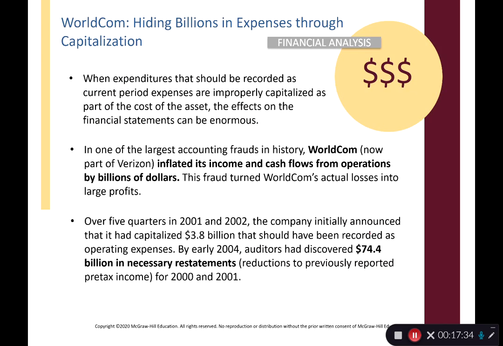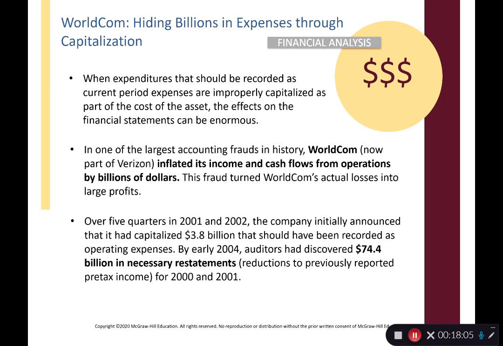Why should you care about this? Why does it matter so much? Well, because companies can manipulate their income by recording things that should be expenses as assets, or vice versa. And that's exactly what happened in WorldCom, which is now part of Verizon. They inflated their income by recording a bunch of expenses as capital assets inappropriately. So that resulted in the company overstating their income by billions of dollars.